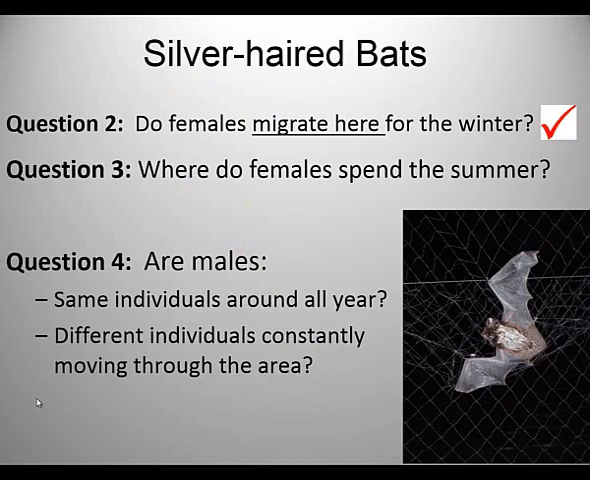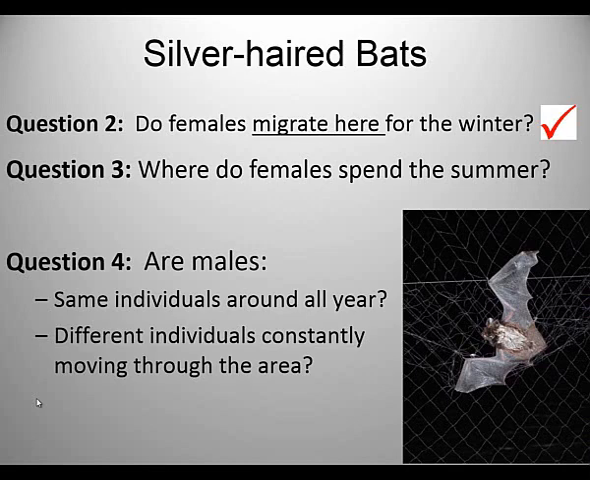So we answered the first question about what species were there. The second question: do females migrate here? Not here, but to Northwest California. Yes, it's clear simply from our capture results that they're migrating there from somewhere else. But it only leads to other questions, of course.